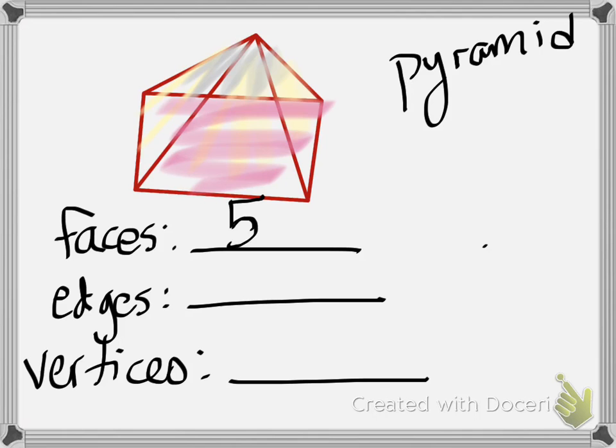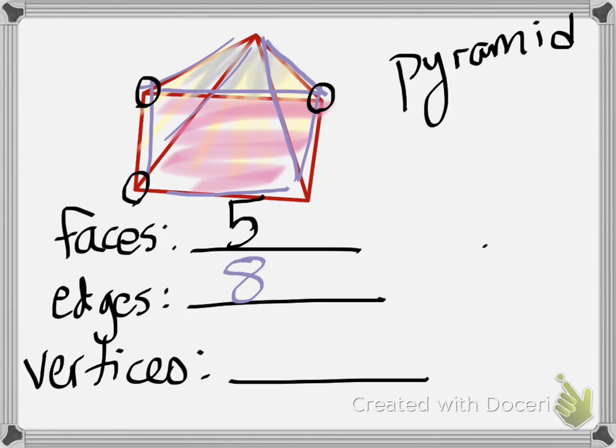Edges, let's count the lines. 1, 2, 3, 4, 5, 6, 7, 8. 8 edges. And let's count the intersections for the vertices. 1, 2, 3, 4, and the one at the top, 5. 5 faces, 8 edges, and 5 vertices.